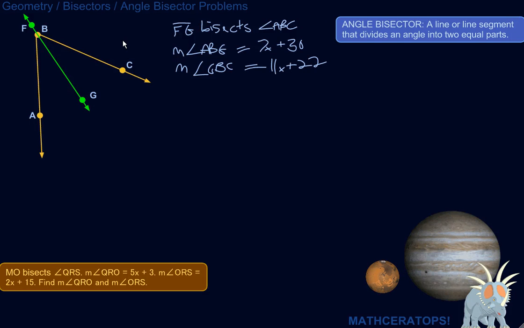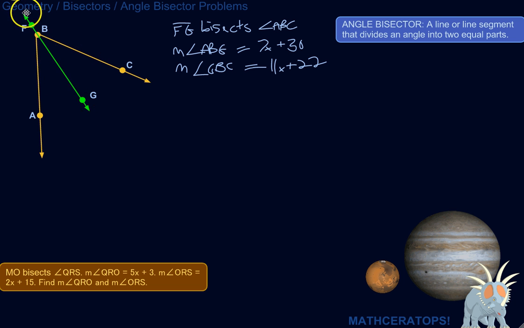Let's look at some angle bisector problems. First of all, if something is bisecting something, it's cutting that something into two equal halves. So an angle bisector is a line or a line segment that divides an angle into two equal parts.